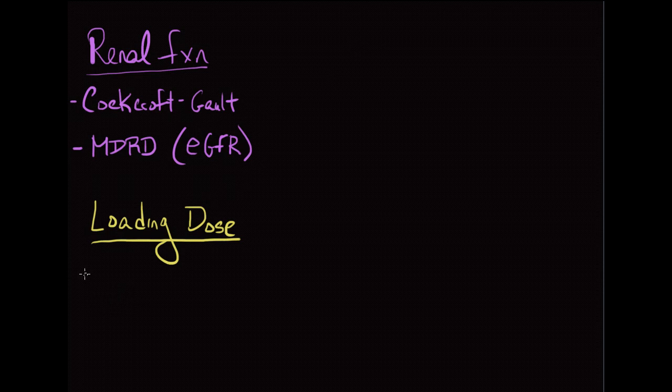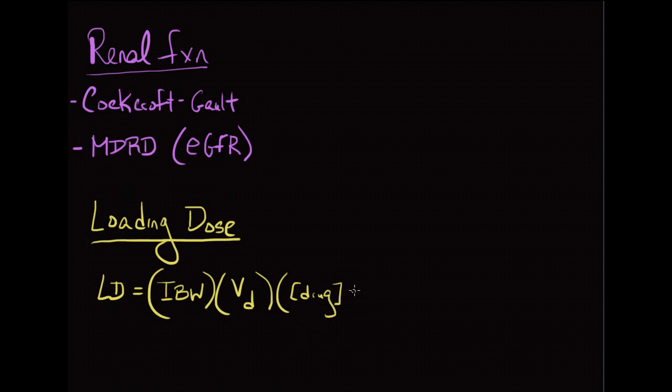So a simple way to calculate this is just the loading dose that you want to give is equal to the ideal body weight of the patient. You multiply that by the volume of distribution of the drug in a patient with CKD or ESRD, and multiply that by the concentration of the drug that you want at steady state. So concentration of drug at steady state.